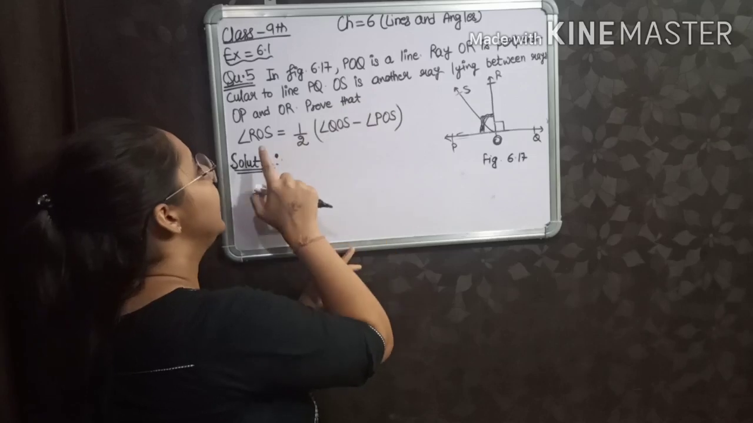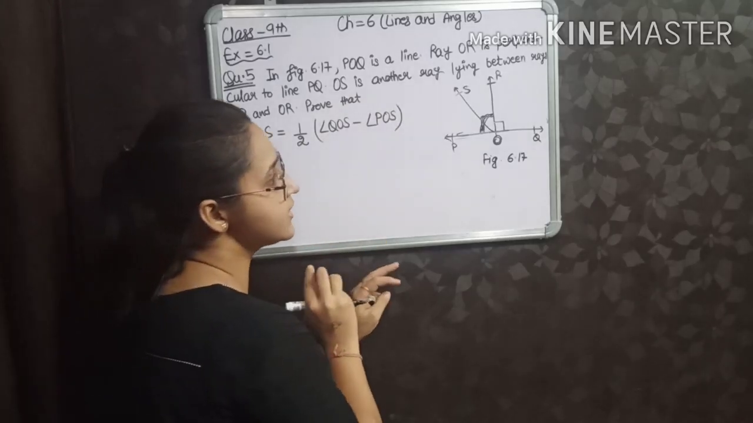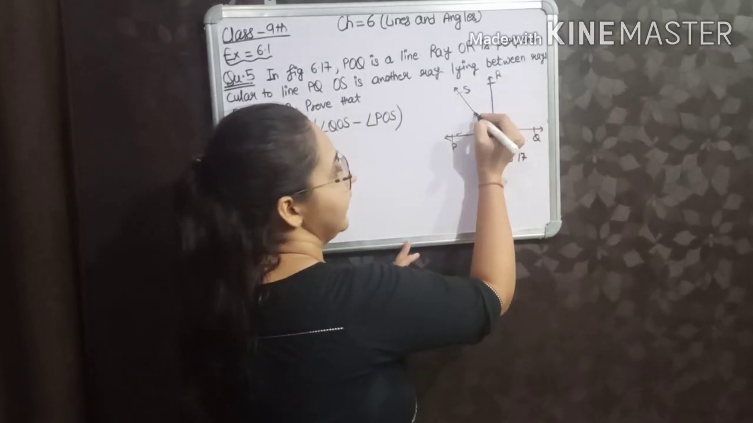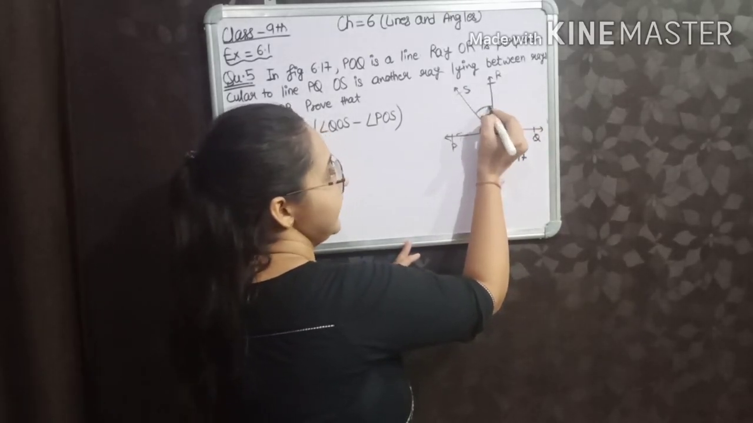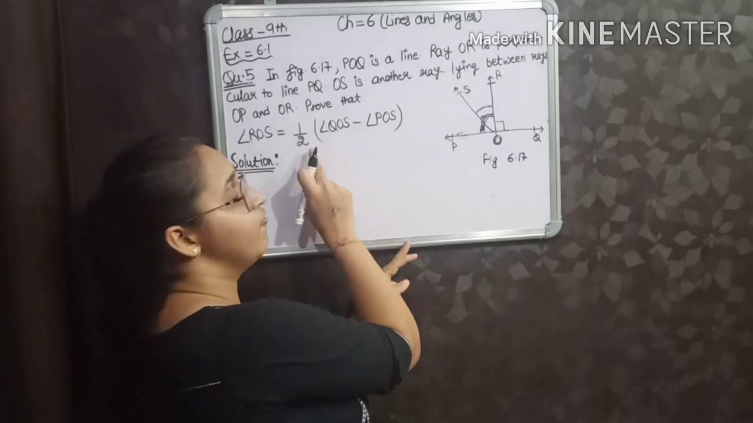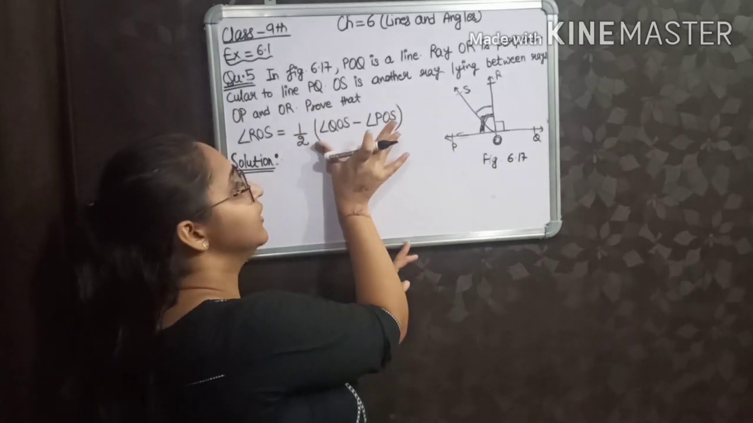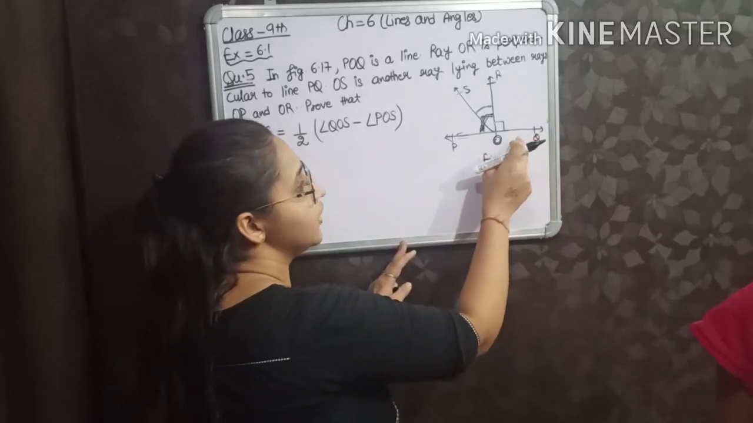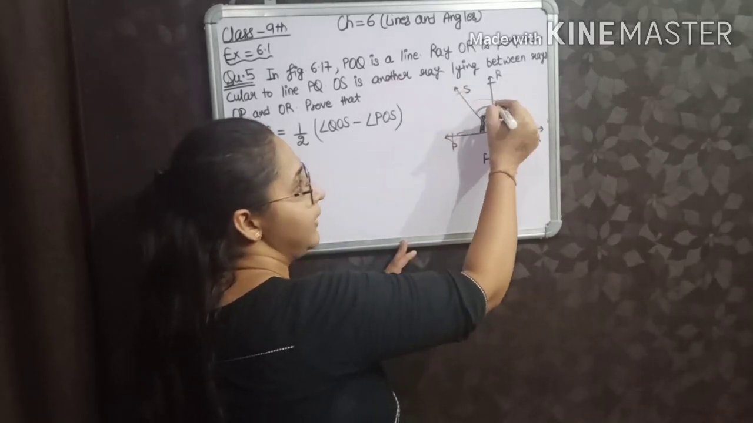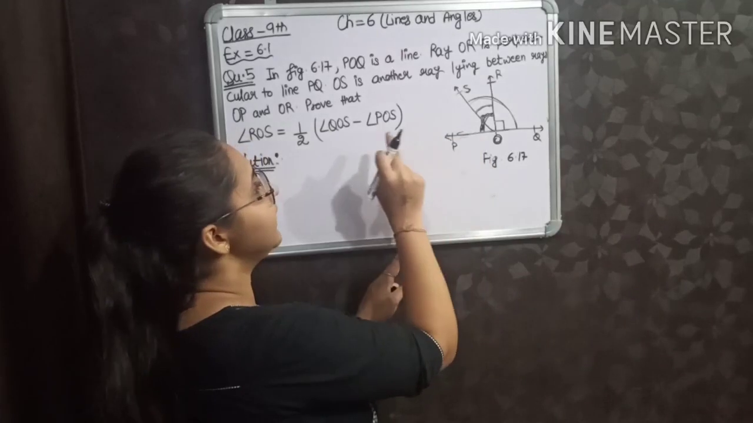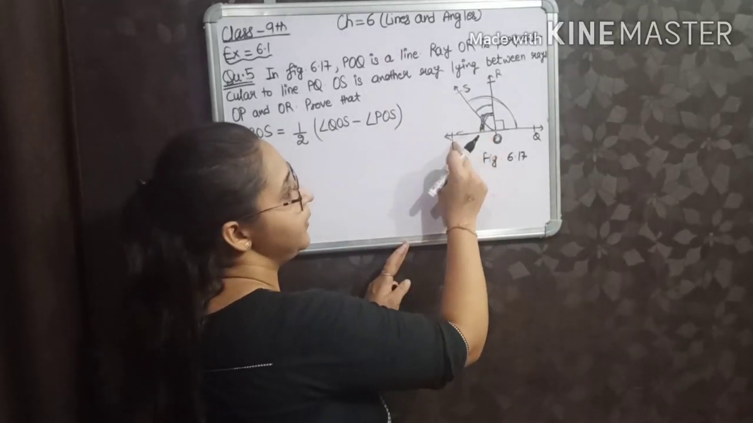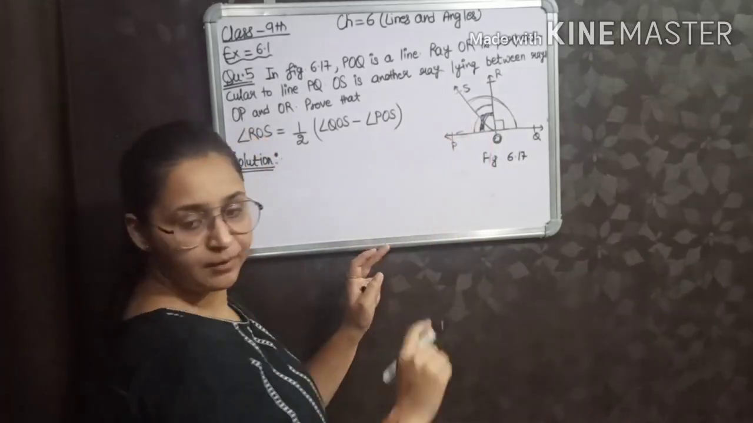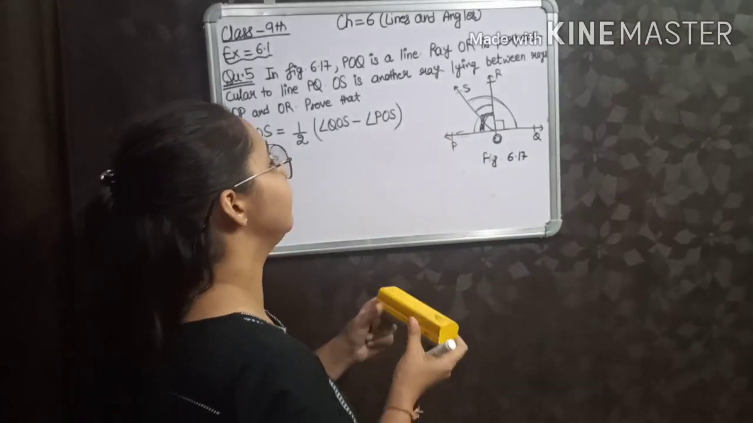Now prove that angle ROS is equal to 1 by 2 of angle QOS minus angle POS. Where is angle ROS? It means this angle. Angle QOS is this complete angle minus angle POS, this angle. So I am rubbing and again I am telling you.